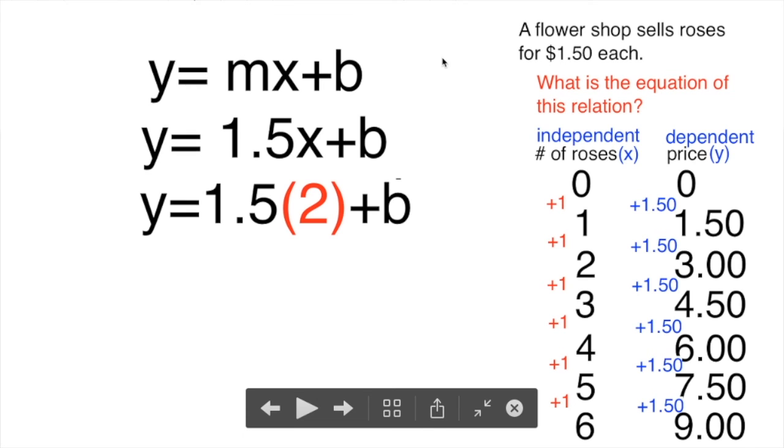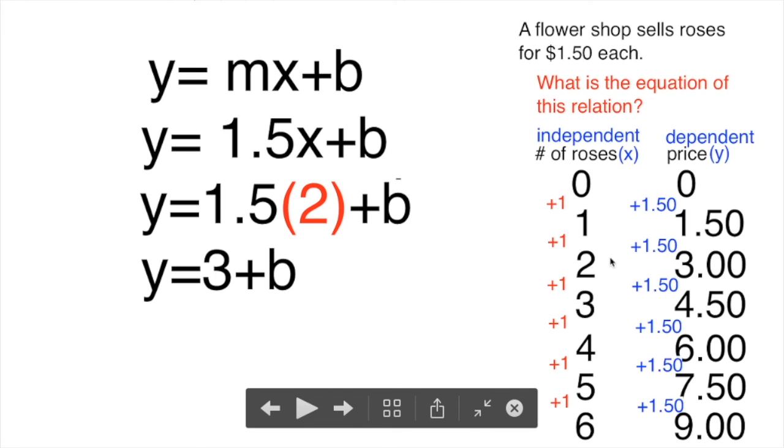So just randomly, I've picked x is equal to 2. It's on my table of values. So x is equal to 2. So I'm just going to substitute x with 2. When x is 2, y is equal to 3. So I'm going to solve this first. y is equal to 1.5 times 2. I replaced x with 2, plus b. 1.5 times 2 is 3. So y equals 3 plus b.